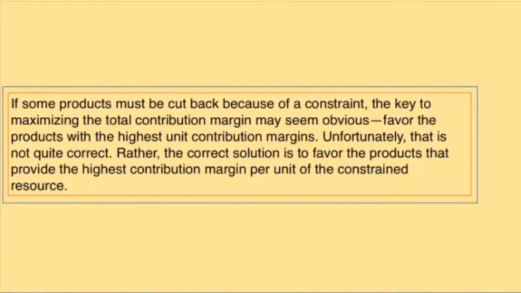If some products must be cut back because of a constraint, the key to maximizing the total contribution margin may seem obvious. Favor the products with the highest unit contribution margins. Unfortunately, that is not quite correct. Rather, the correct solution is to favor the products that provide the highest contribution margin per unit of the constrained resource.